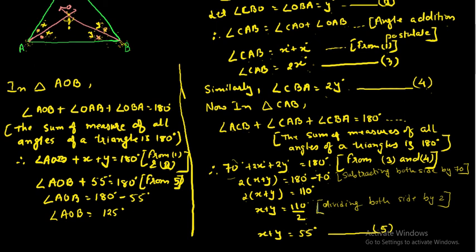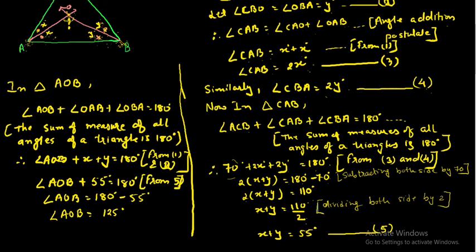Now for the triangle AOB, we will also use the same property, that angle AOB plus angle OAB plus angle OBA is of 180 degree. The sum of measure of all angles of a triangle is 180 degree. So angle AOB we don't know, but we know x. Here this angle is of x and this angle of y. So angle AOB plus x plus y is 180 degree, from 1 and 2.